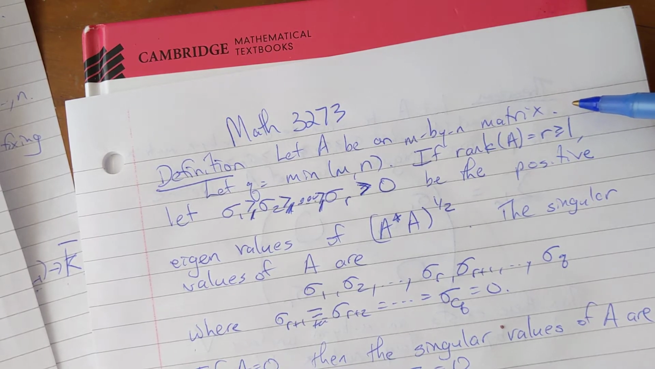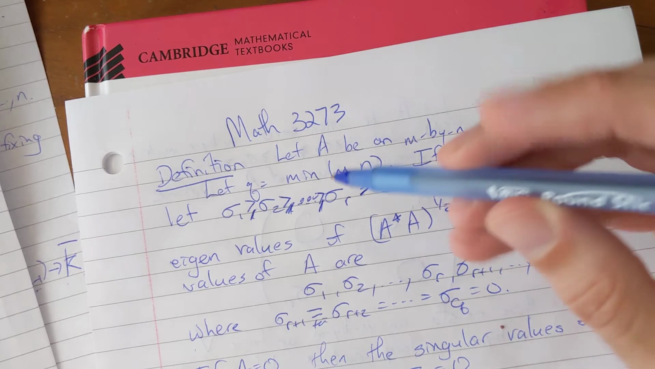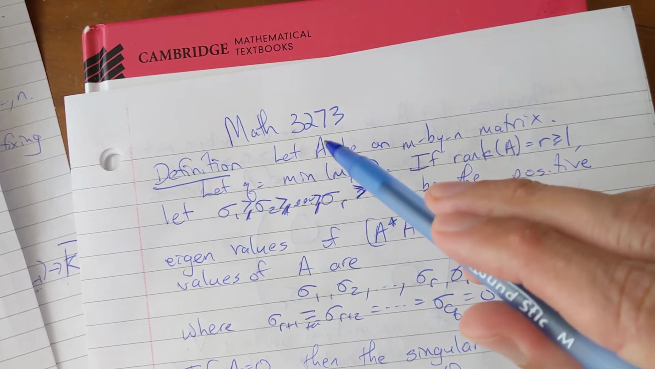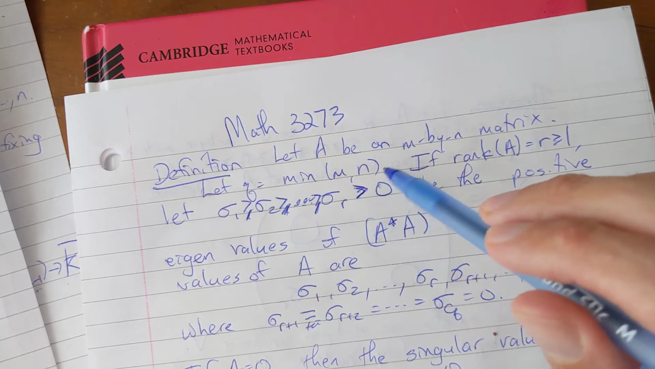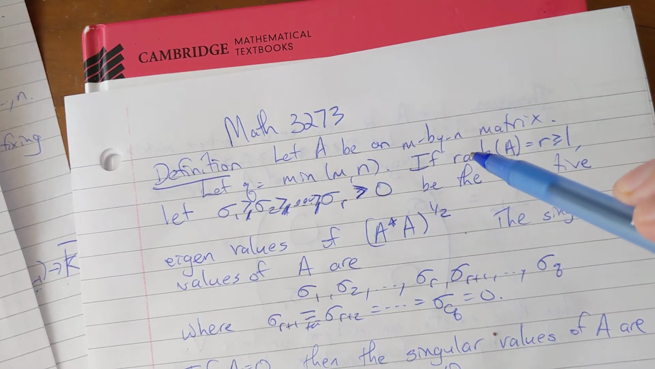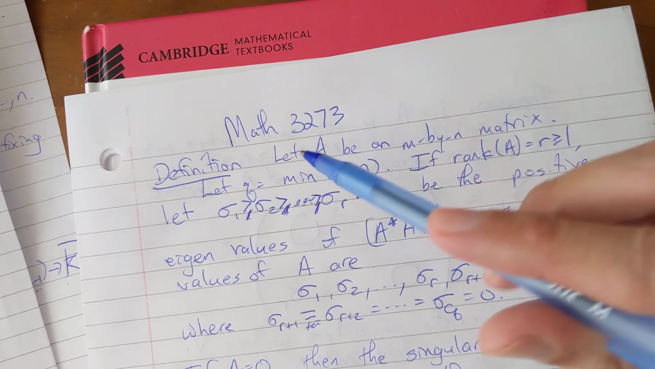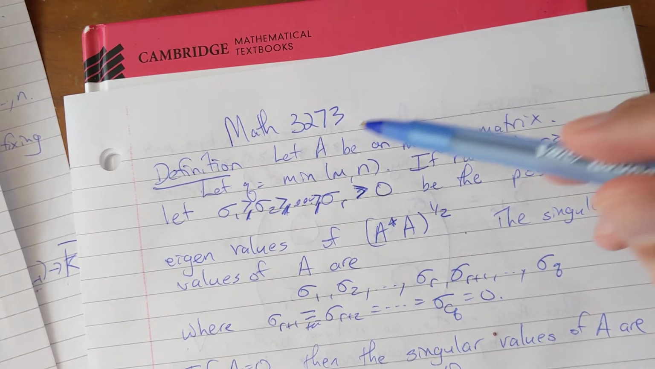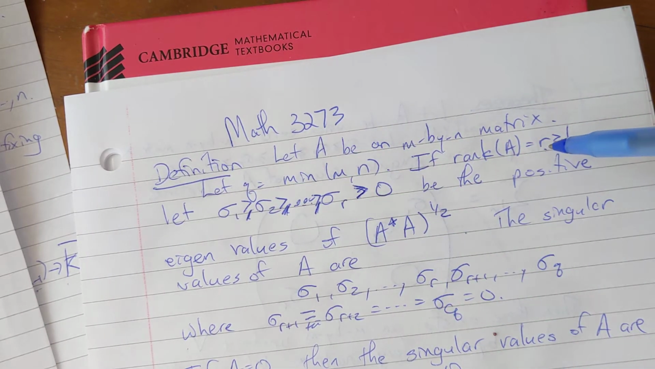Let's take Q to be the minimum of M and N. For example, if A is a 15 by 3 matrix, Q would be 3. Now the rank of A, let's call that R. So R is going to be less than or equal to Q. That's the number of linearly independent columns or the number of linearly independent rows, whatever. The rank of A is R.